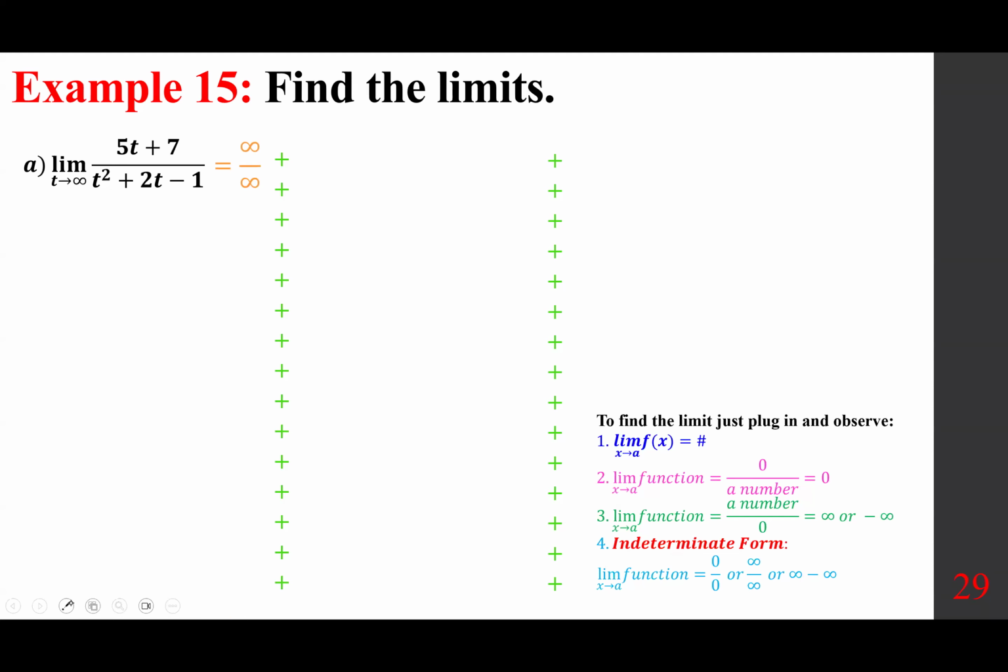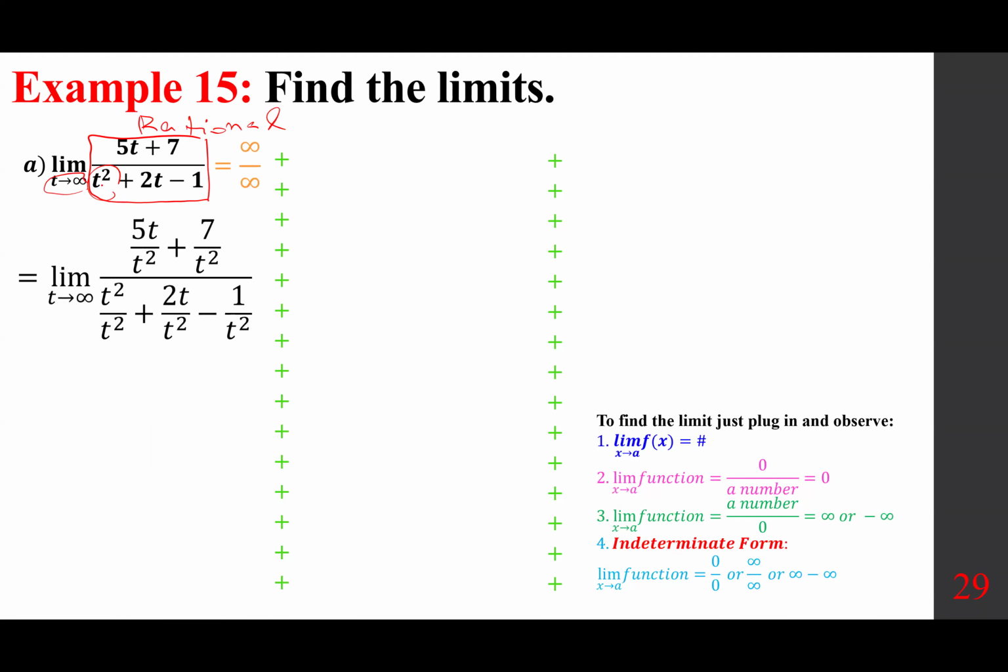Now, when the variable approaches infinity and the expression is a rational expression, then you divide by the highest degree term in the denominator, namely t squared. You simplify each piece, each term. This is 5 over t, this is 7 over t squared, this is 1, 2 over t minus 1 over t squared.